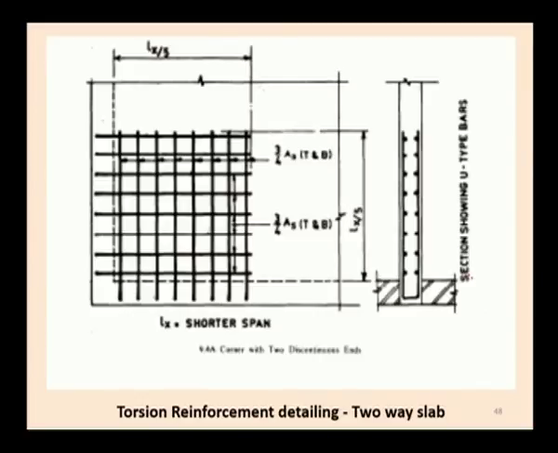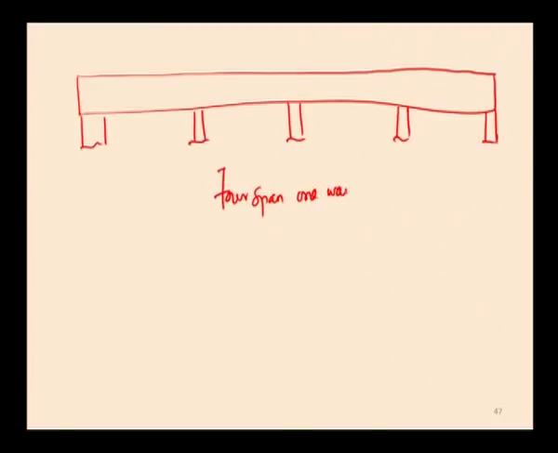And another one is the continuous slab. In the case of a continuous slab, one-way continuous slab. So, here this is the one-way continuous slab. It has one, two, three, 4 spans. This is a 4 span one-way continuous slab. And how to provide the reinforcement in this case?